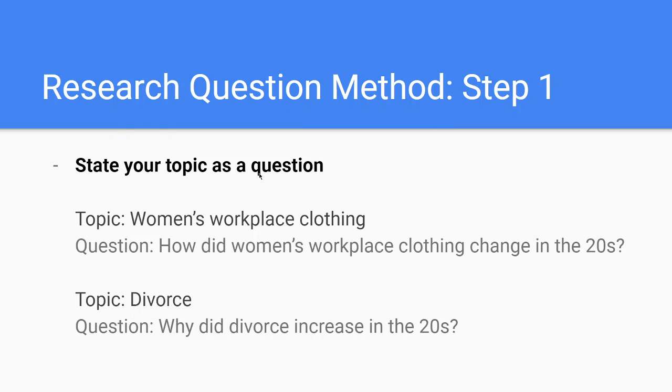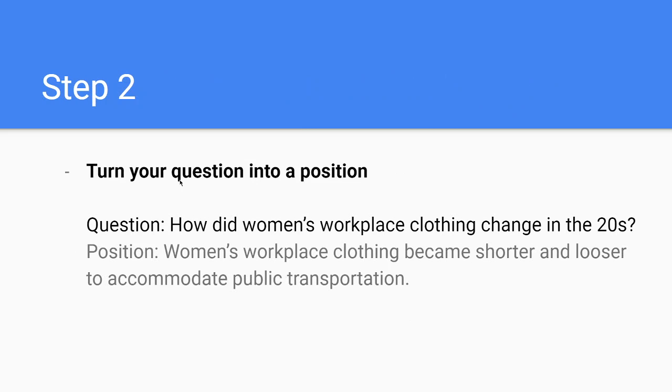So first step, state your topic as a question. Next, turn that question into a position or into a stance. I have a couple of examples here for you. One of my questions was, how did women's workplace clothing change in the 20s? And now I'm taking a stance here. I've turned this into a claim: women's workplace clothing became shorter and looser to accommodate public transportation.